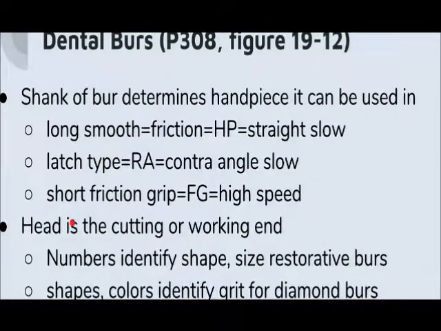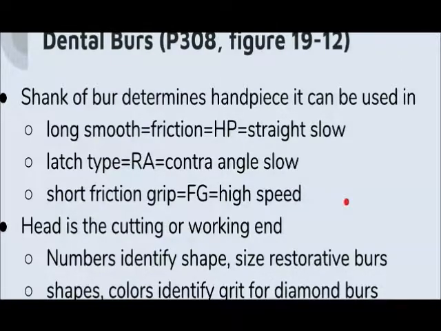Dental burrs come in 3 types to fit in one of 3 different handpieces. So we've got the HP, which is the long, straight nose cone on the slow speed. We've got latch type burrs, which go on the contra angle slow. And we've got friction grip burrs, which go on the high speed.